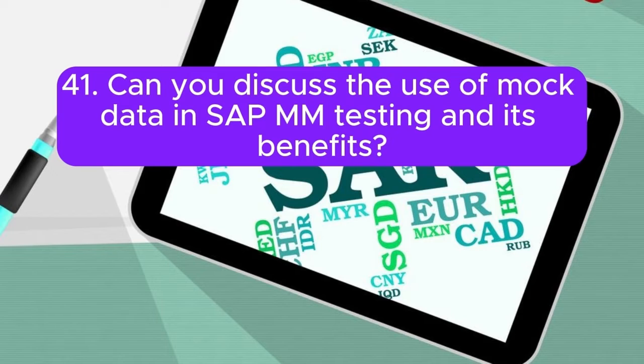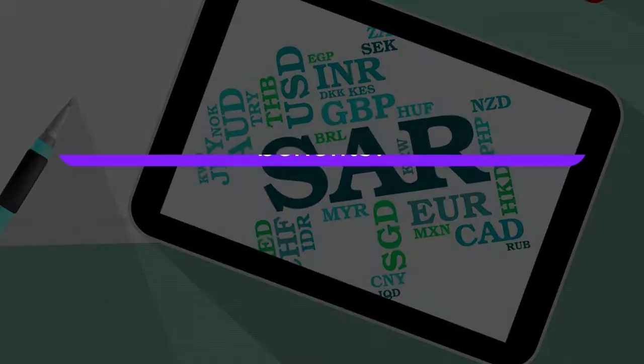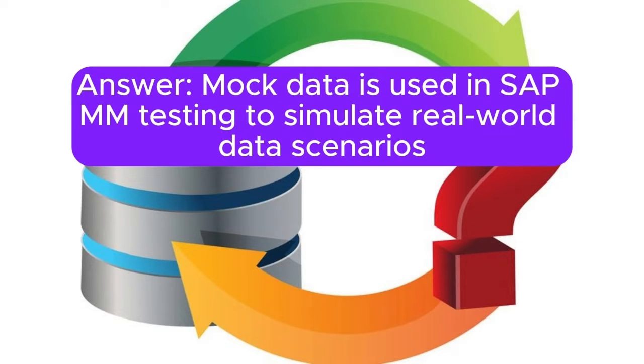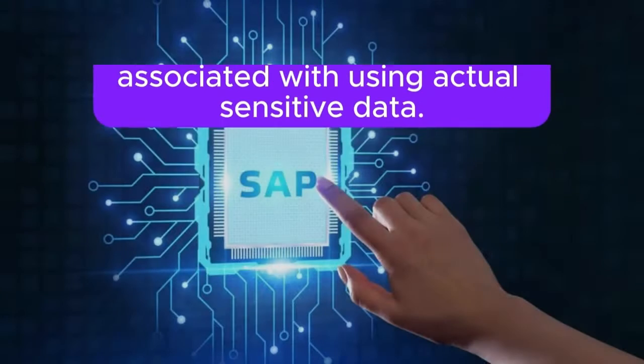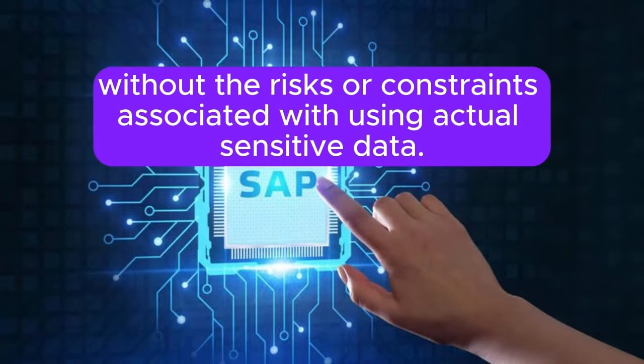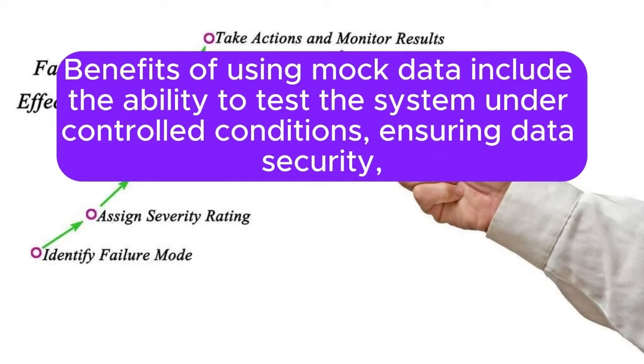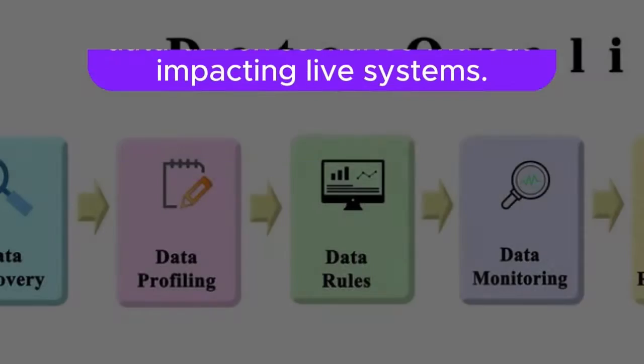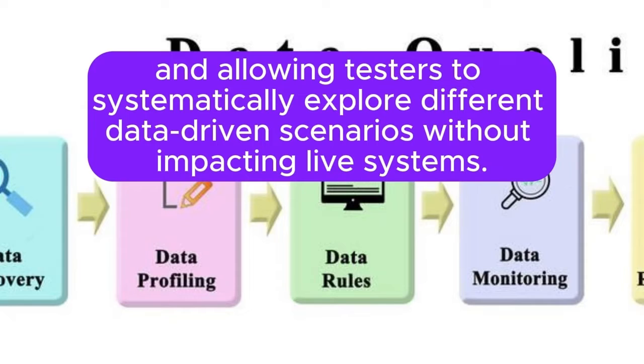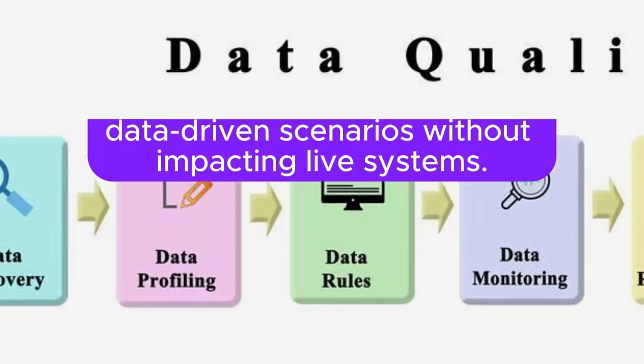41. Can you discuss the use of mock data in SAP MM testing and its benefits? Answer. Mock data is used in SAP MM testing to simulate real-world data scenarios, without the risks or constraints associated with using actual sensitive data. Benefits of using mock data include the ability to test the system under controlled conditions, ensuring data security, and allowing testers to systematically explore different data-driven scenarios without impacting live systems.